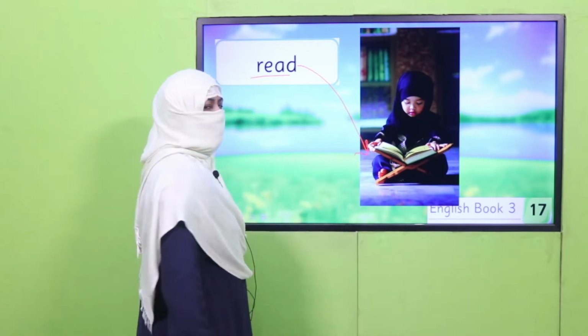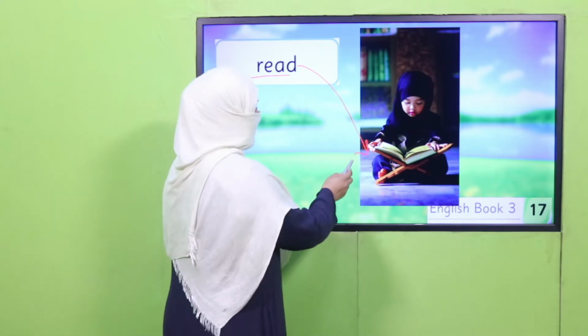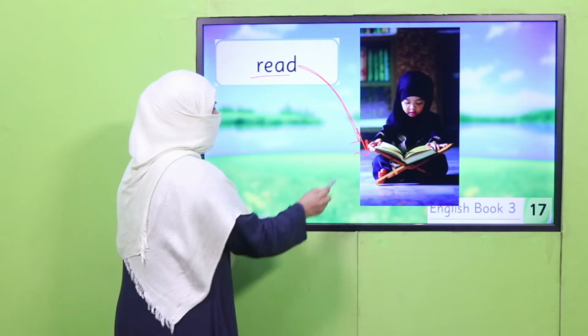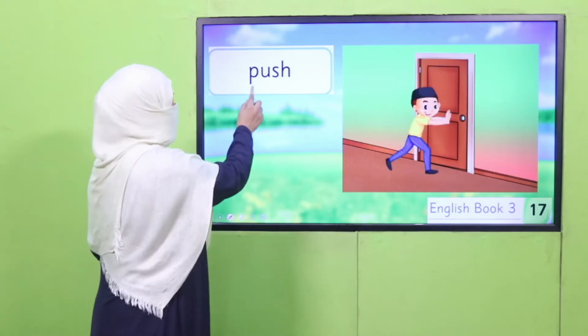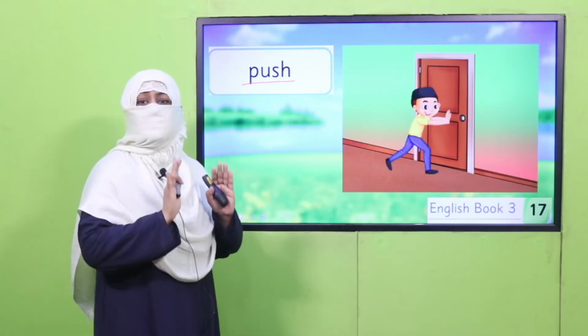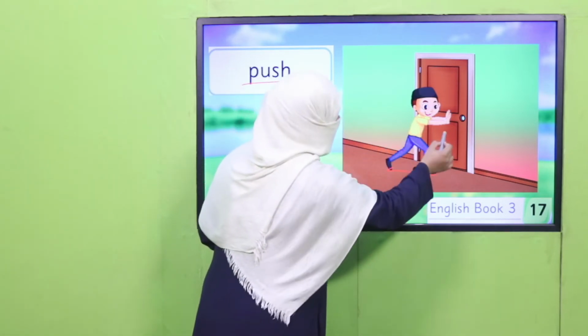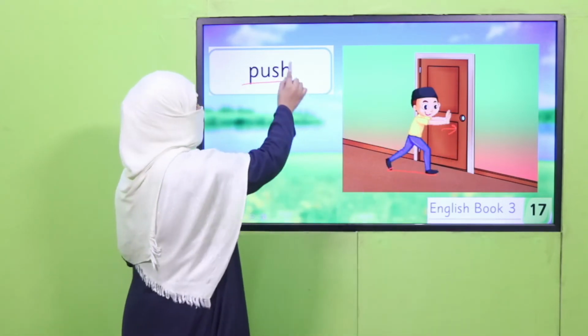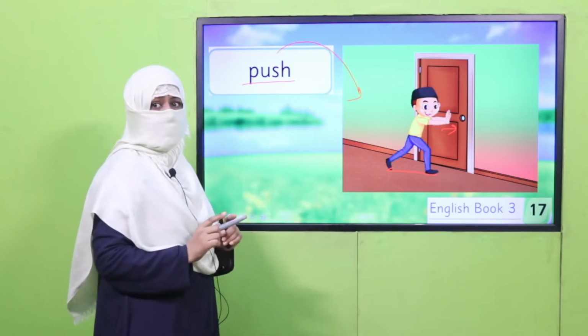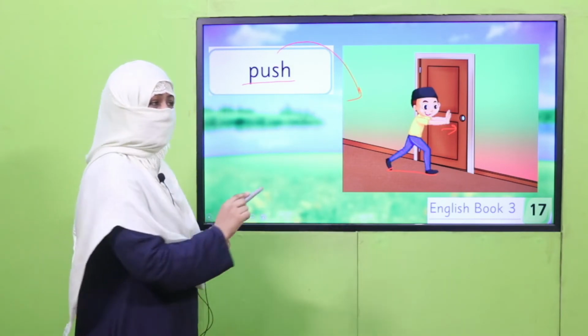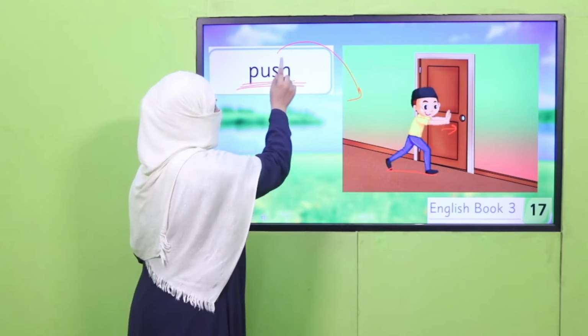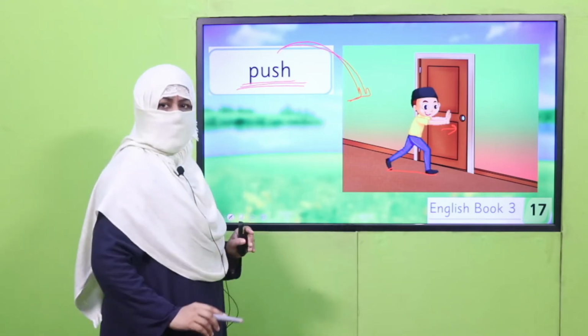Next is read. She is reading Quran, mashallah. So read is verb. Push. Push means to press with pressure, like this boy is pushing the door to open it. So push. And we don't push each other. This is a bad thing. So push should always be positive. Push to open the door.